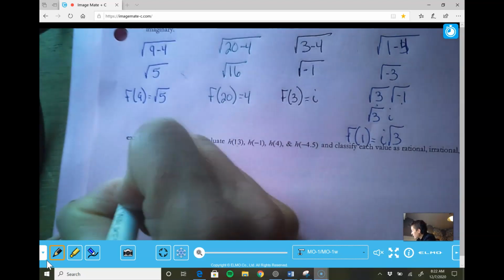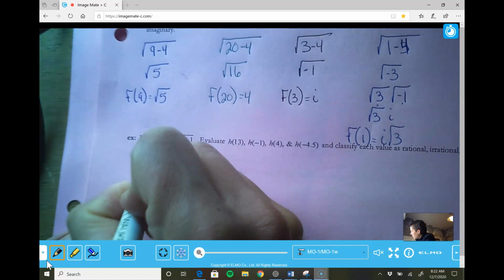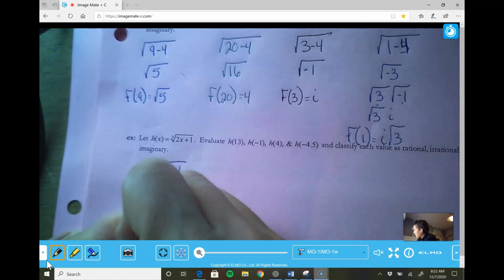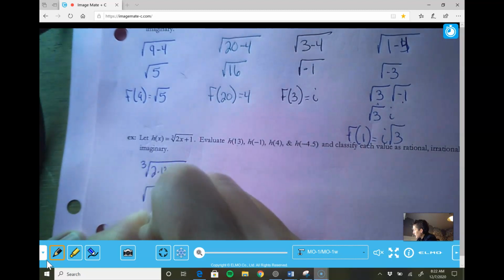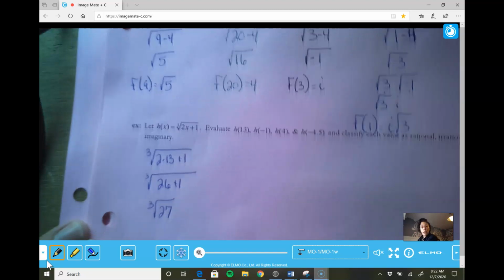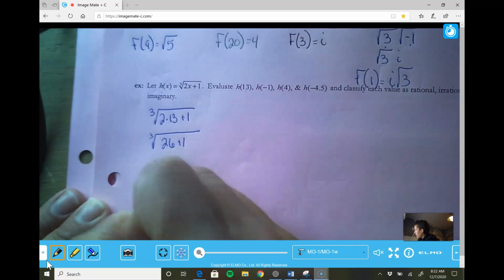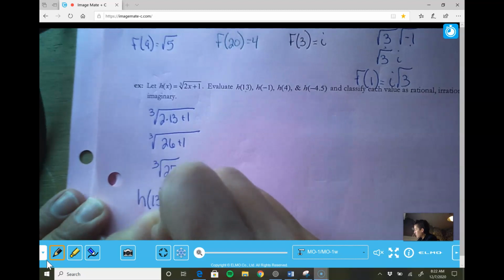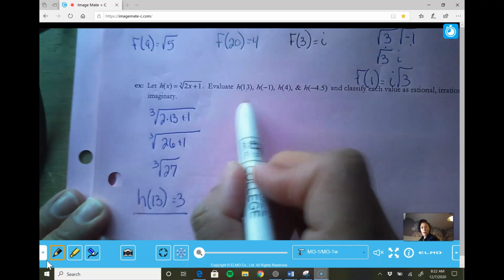So let's put 13 in. So 2 times 13 plus 1. So here we go. You multiply first, you get 26 plus 1. That becomes the cube root of 27. And the cube root of 27 is 3. So my function h, when x is worth 13, gives me 3. And that's my final answer for this one.